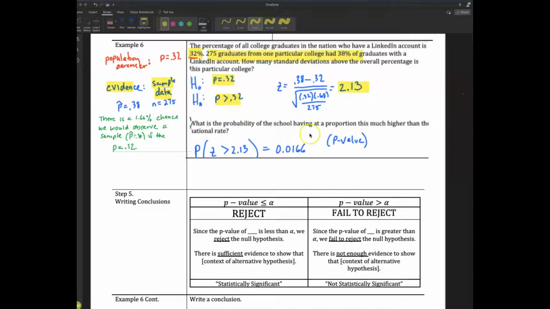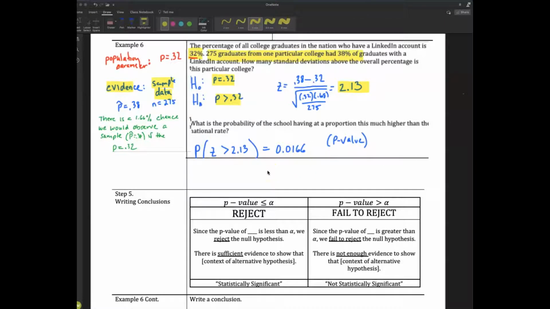And so what is the probability of a school having this much higher than the national rate? What is this probability, right? And so once we have that, we use the normal calculator. You would put in z greater than 2.13 and you get this value here. So what does this value mean again? I wrote it over here on the side. There is a 1.66% chance we would see this outcome, if the national percentage really is 32% or 0.32, that we would get this sample data, right? There's a 1.6% chance. Since that value is low, would we say this is statistically significant?